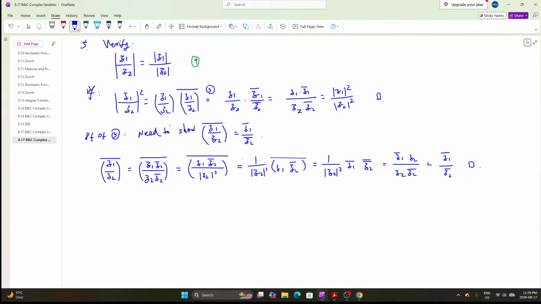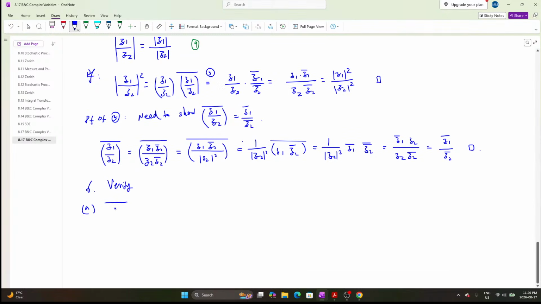Even though the text did not explicitly ask us to do so, I think it's worth verifying. All right, so now you have the next exercise, which is 6. We wanted to verify the following. Verify A, which says the conjugate of z1 over z2 times z3 is z1 bar over z2 bar times z3 bar. And I believe the proof is just one line.